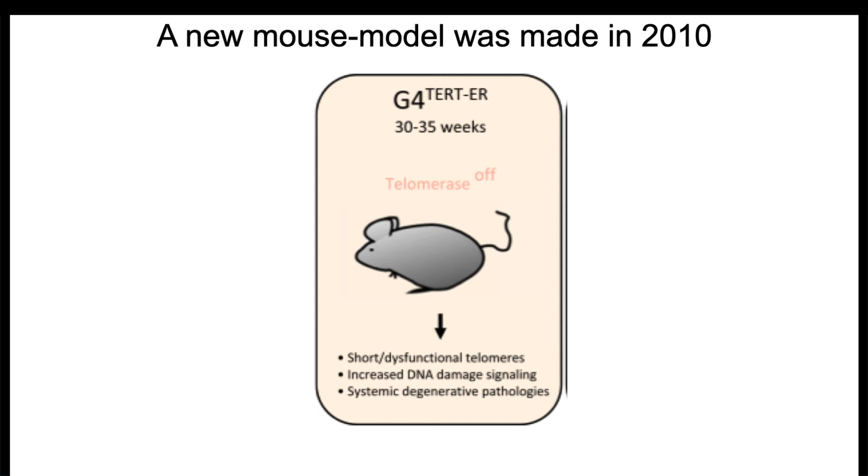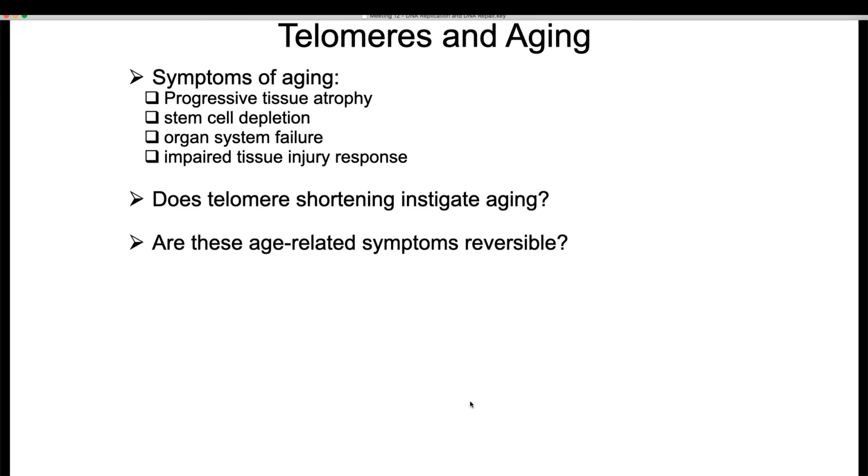So then by like the third or fourth generation, mice are being born with very short telomeres, such that now they are aging very prematurely, within 30 to 35 weeks. This is much earlier than they would normally show these symptoms. They've got these short, dysfunctional telomeres. They have increased DNA damage signaling, basically the cell saying, hey, don't divide anymore, we have run out of telomeres. And then they have these systemic degenerative pathologies, these pathologies that I've shown you here.